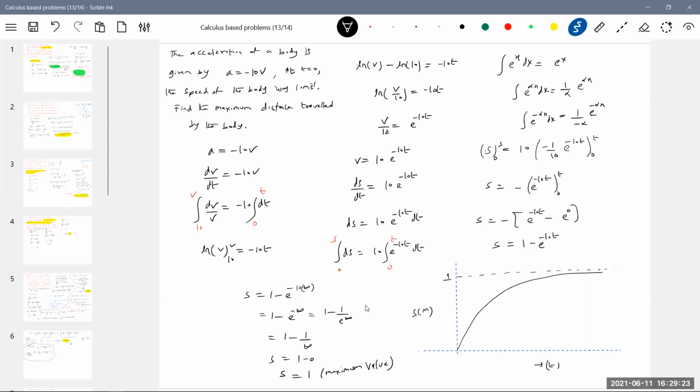Sir, in the last second step before getting s is equal to 1 minus e raised to the power minus 10t, I'm unable to understand what you did with the upper limit and lower limit. In the upper limit, put t. In the lower limit, 10 into 0 will be 0, e to the power of 0 is 1. Okay, sir. Understood.